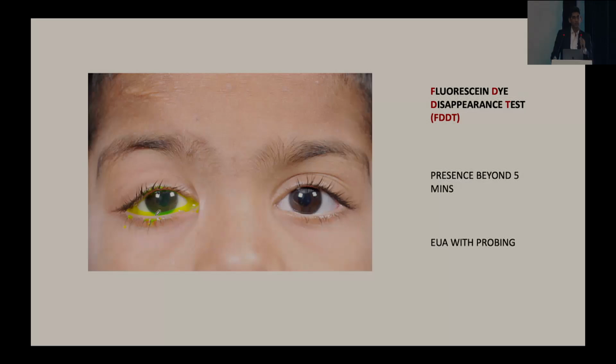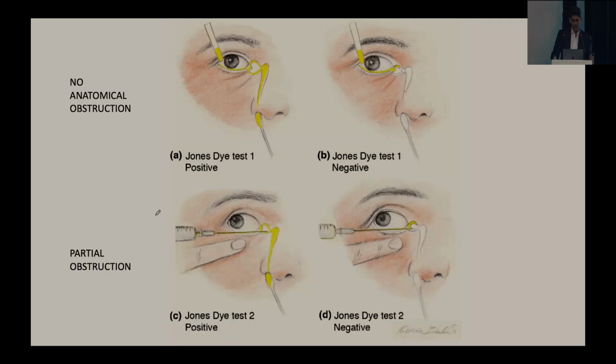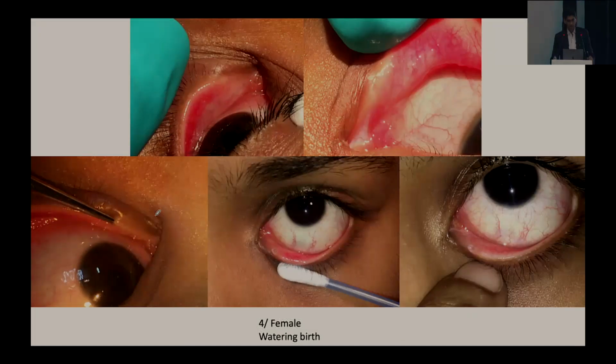And then certainly any child below the age of 4 or 5, you should subject them to an EUA. There is the Jones test, which is not very commonly used in the clinic, but you should know about it from the exam point of view, how it is done, whether the Jones dye test 1 versus 2. Jones dye test 1 basically signifies if there is an anatomical obstruction, and if it comes negative, then you irrigate with the help of a cannula, and then you can differentiate between partial obstruction versus functional obstruction.